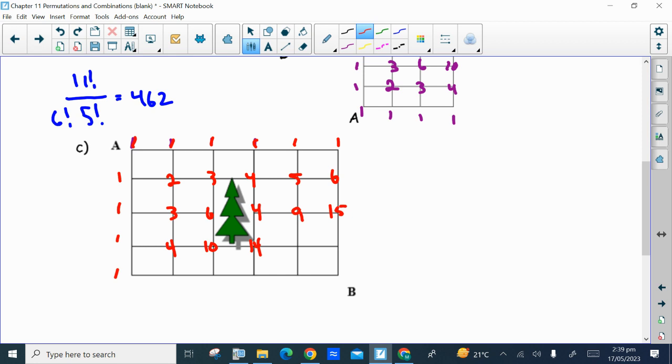All right. So now we just continue. 14 and 9 is 23. 23 and 15, 38, and the last row is done exactly the same way. 90 different routes could be followed to go from A to B.